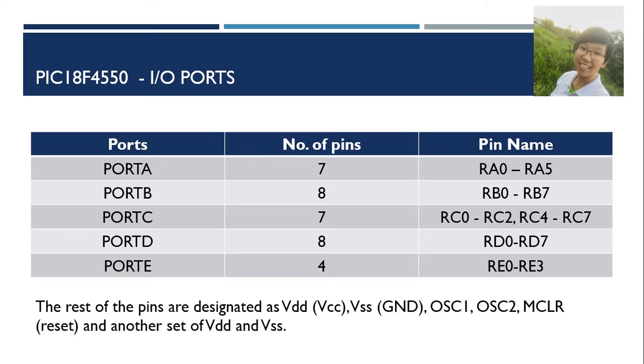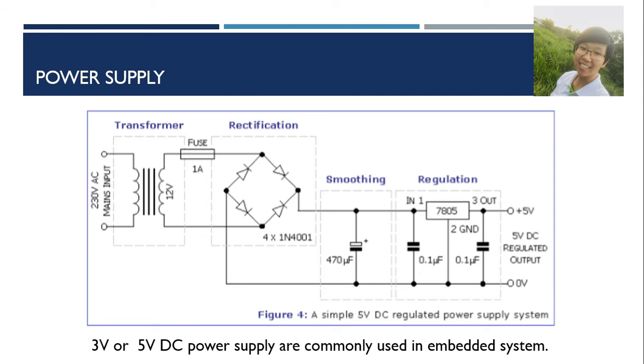and port E has 4 pins. The rest of the pins are designated as VDD, VSS, OSC1, OSC2, MCLR, and another set of VDD and VSS. So this is the circuit for the power supply as an input. This is a simple 5-volt DC regulator power supply system. 3-volt or 5-volt DC power supplies are commonly used in embedded systems.